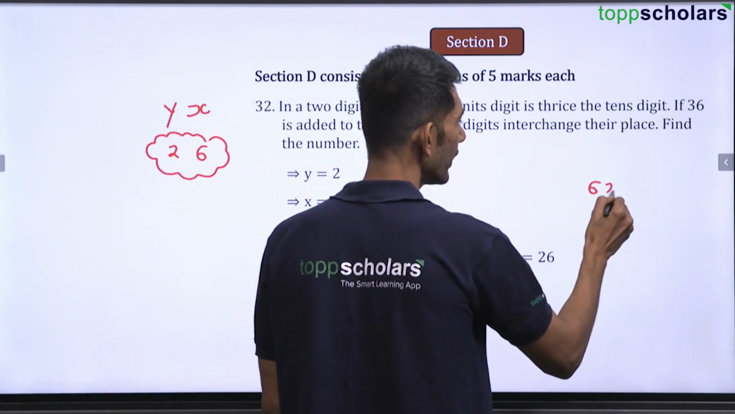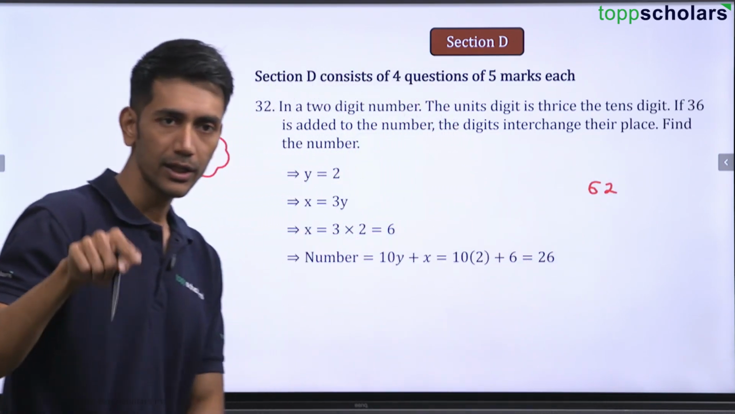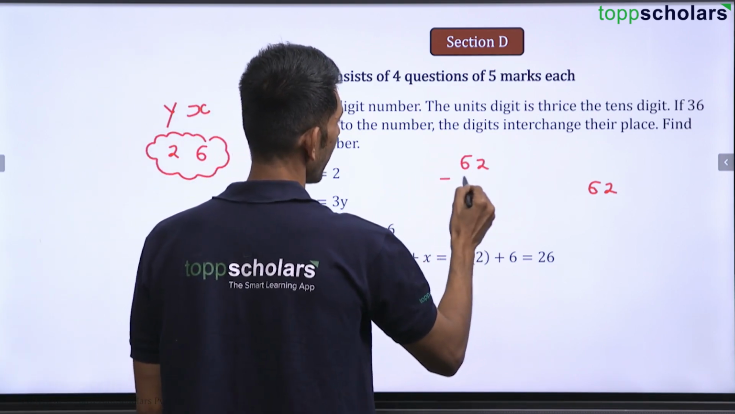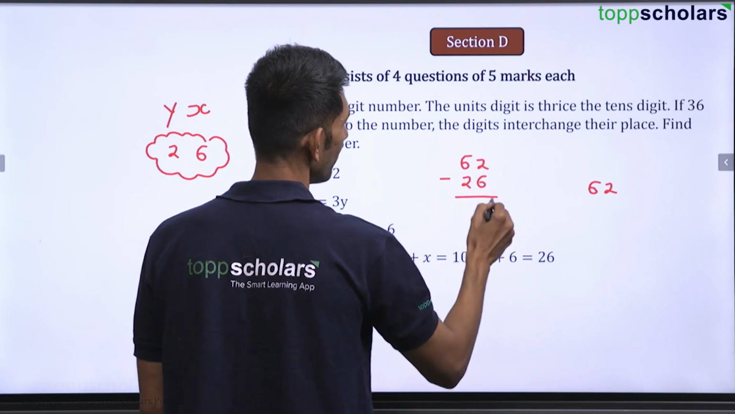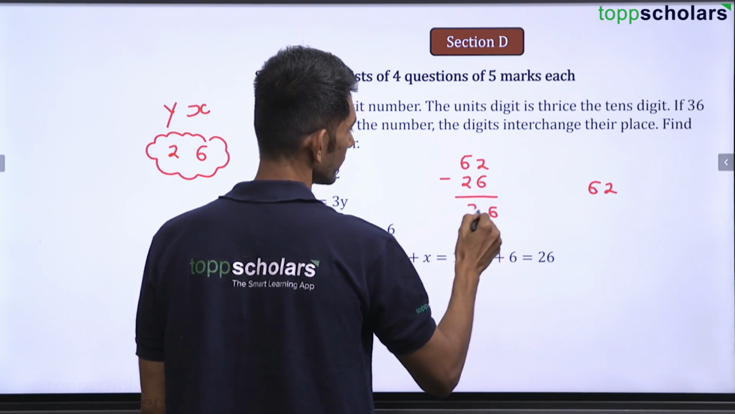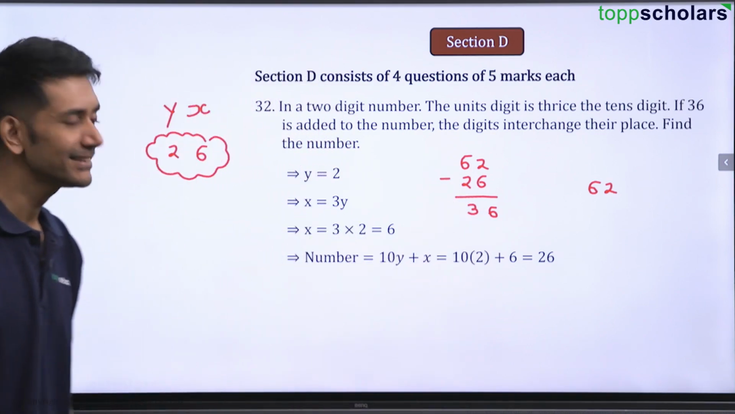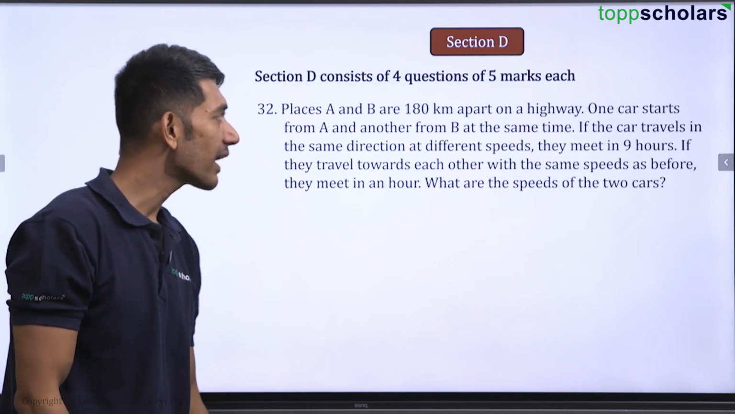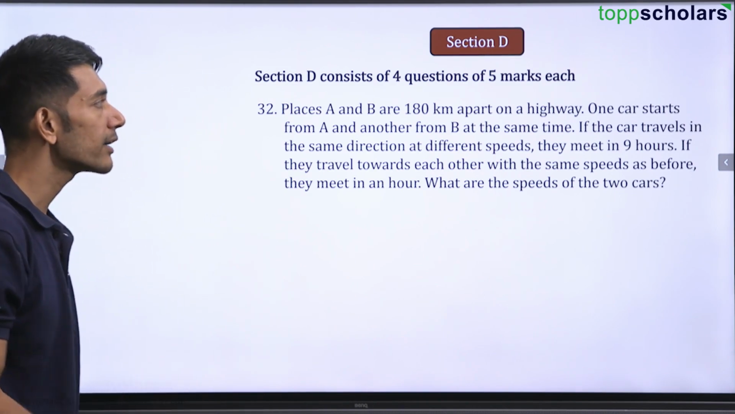Now how do we know whether our answer is correct or not? There is a method. Just subtract. 62 minus 26. 12 minus 6 is 6. 5 minus 2 is 3. You get 36. Easy. So the new question says, places A and B are 180 km apart on a highway.